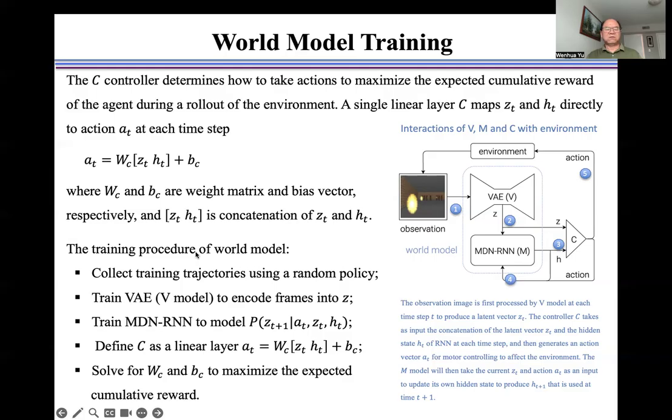The training procedure of the world model includes first collecting the training trajectories using a random policy, and then training the VAE to encode frames into Z. Then train the MDN-RNN to model the conditional probability P, and then define C as a linear layer. Finally, solve for WC and BC to maximize the expected cumulative reward.